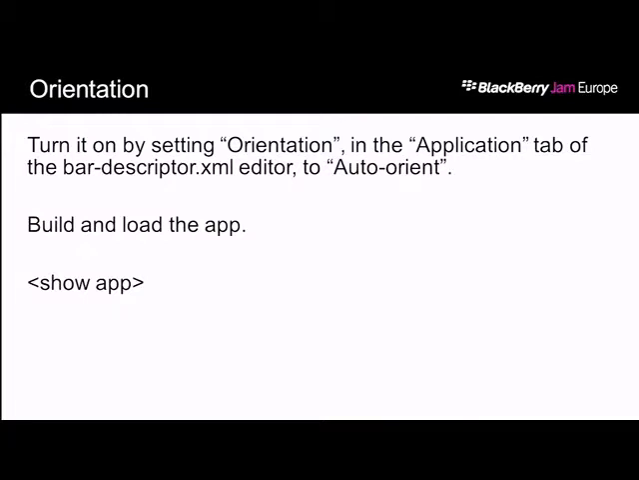So let's start with orientation. Just in case you didn't know how to turn it on, in your code, I'll show you this in a second, you go to the bar descriptor XML file, you load it up, and there's a field that is orientation, and you set it to auto-orient. And then you just make a build, and you load it up, and it should work. And let me show you the app now.